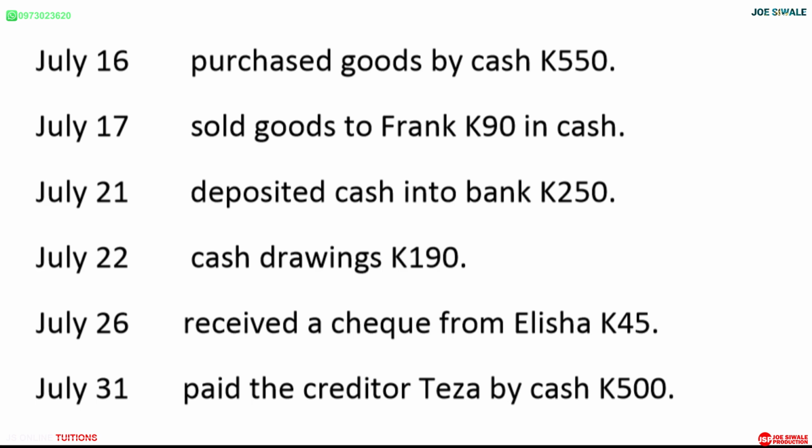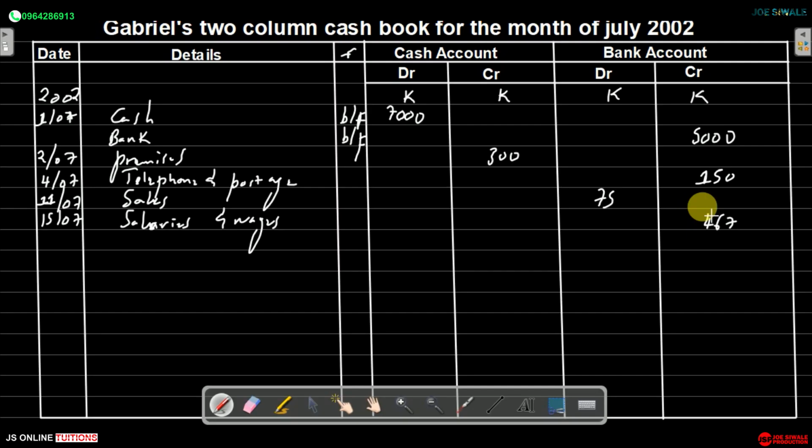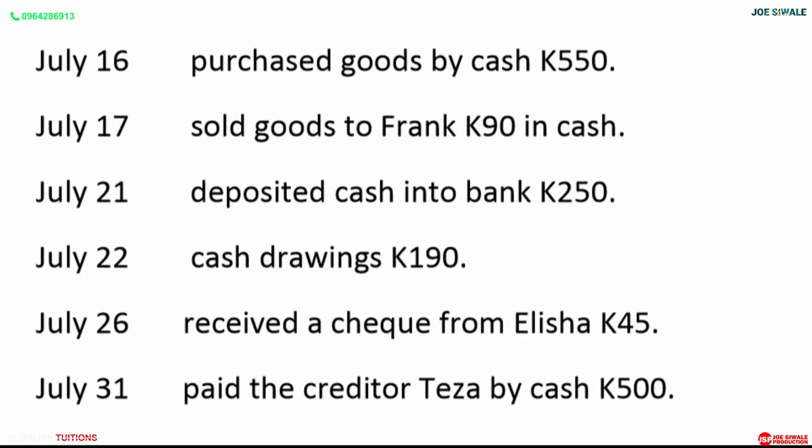Then on the 16th of July, purchased goods by cash amounting to 550. So this type of transaction is taking money out of the business. That means that we're going to credit the cash account. So we have 16th of July, and we're going to say purchases, and we're going to credit our purchases in the cash account with 550. Then on the 17th of July, sold goods to Frank amounting to 90 kwacha in cash. In this type of transaction, money is coming into the business, which means that we're going to debit the cash account.